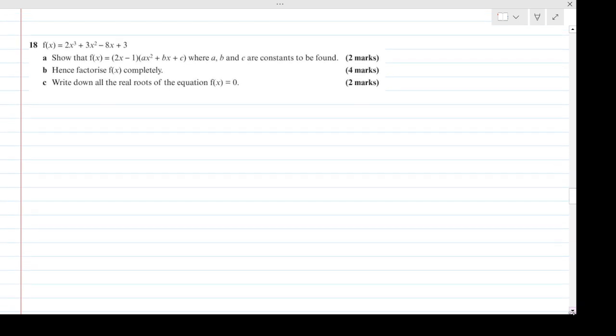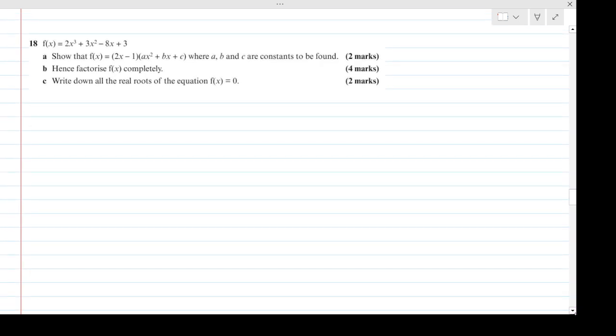We are given that f of x is 2x cubed plus 3x squared minus 8x plus 3. Firstly, we need to show then that f of x is equal to 2x minus 1, and then this sort of quadratic bracket, right? We need to find the missing numbers. Okay, but how does this relate to division?